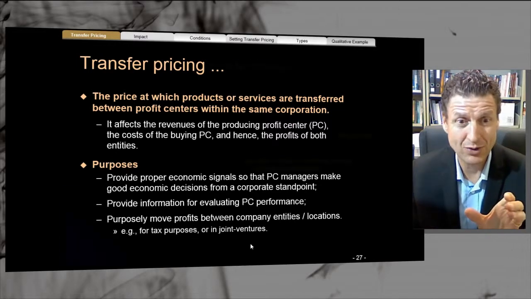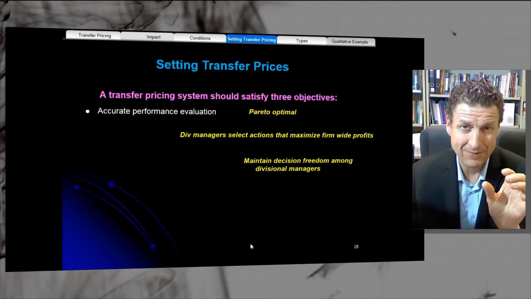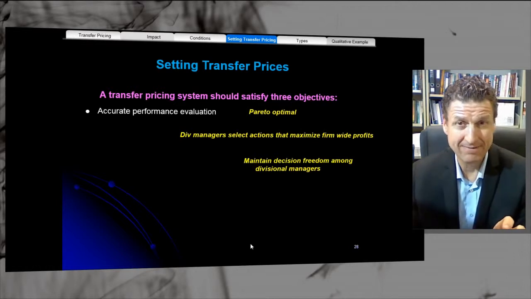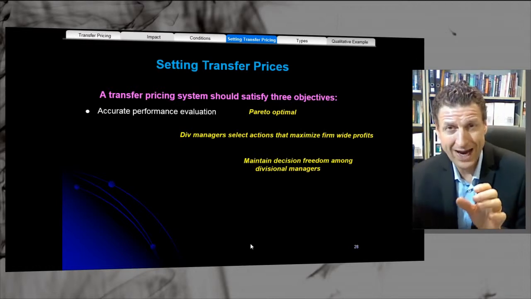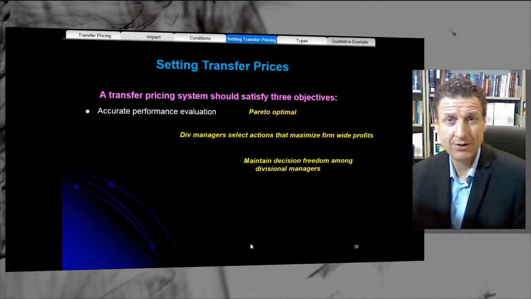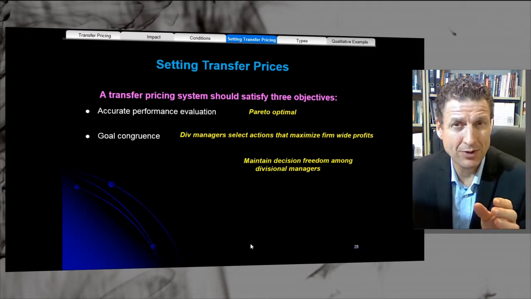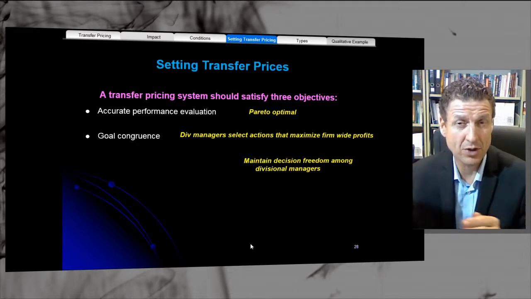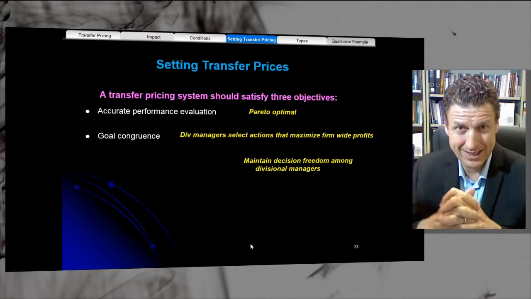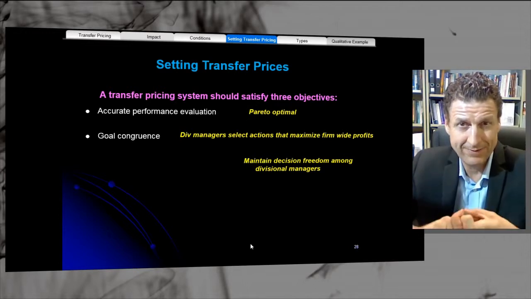Let's have a look at it in a little bit more detail. So we want to have some form of gauging the performance of different divisions in a decentralized environment. We want to have some way of gauging. So accurate performance information, transfer pricing can help with accurate performance evaluation. Now, we also may want to use transfer pricing to help achieve some form of goal congruence. That is, the divisions don't work against each other, they actually work together.